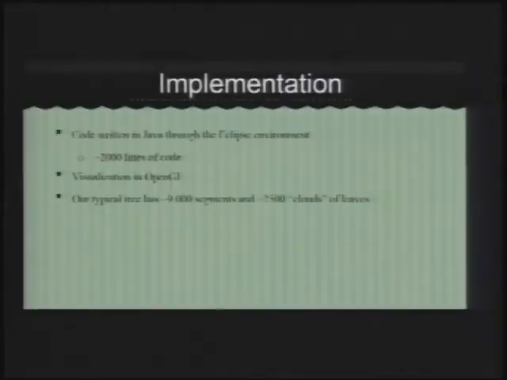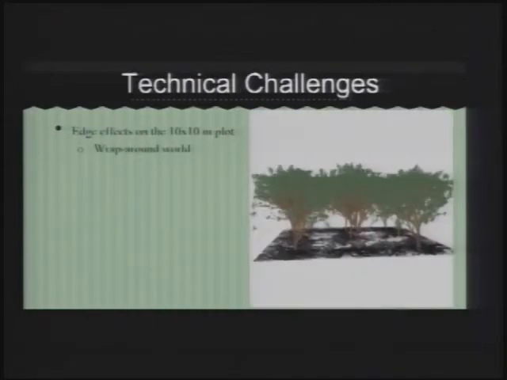A tree starts out as a single root segment, and based on the mathematical model that Albert described, that root segment will grow upward and branch outward into a tree, which is collectively a group of segments. A typical tree has about 9,000 segments and 2,500 clouds of leaves, which is obviously a lot of computing to be doing if you think about how we're calculating the stress for every single segment. And so it requires some advanced computing techniques to do that efficiently.